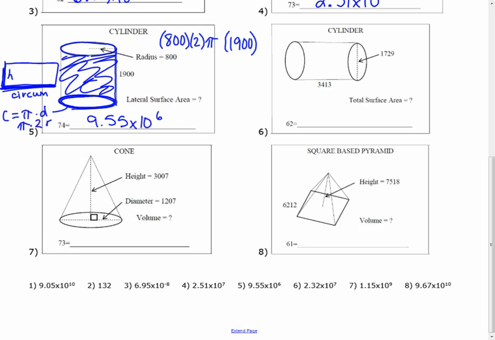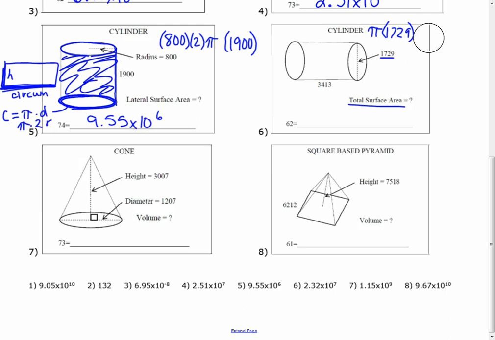For our cylinder on the right, now we do want to find the total surface area. And this time they give us the whole distance across the circle. They give us that diameter. So we're going to find the lateral surface area first. We're going to do that pi times diameter. And then we have to multiply that times the height.